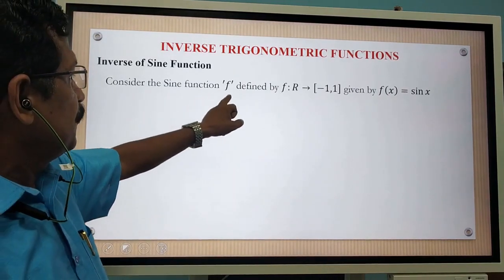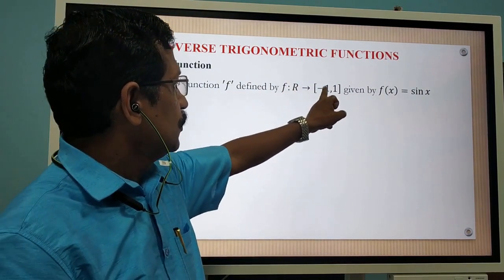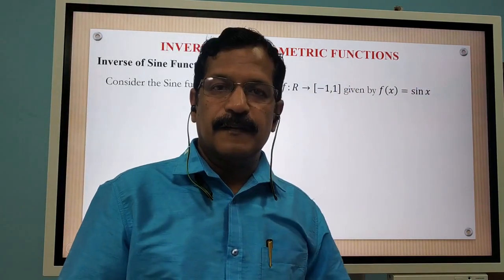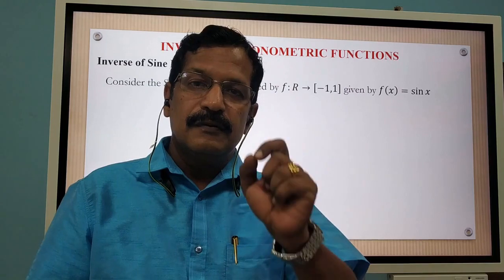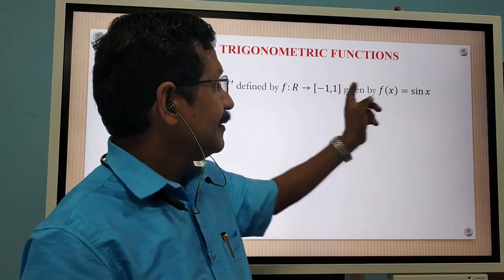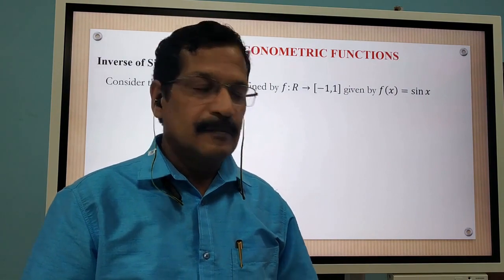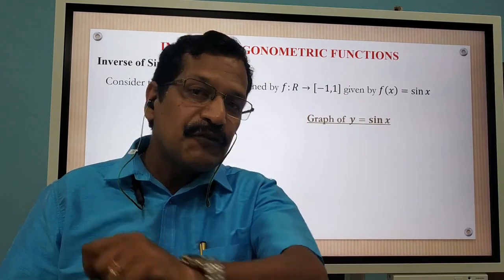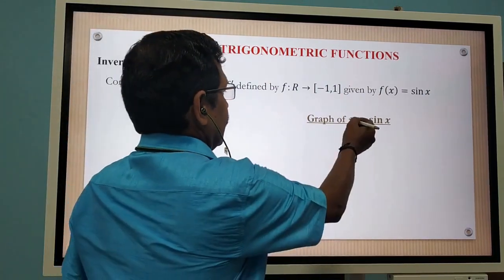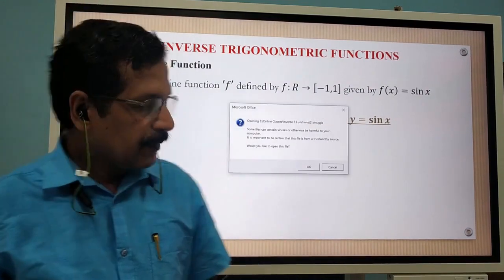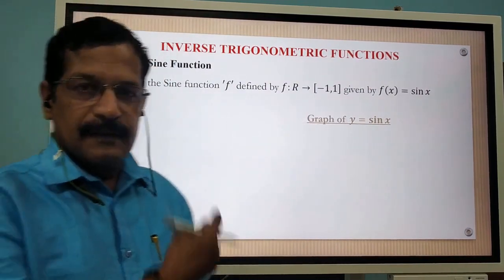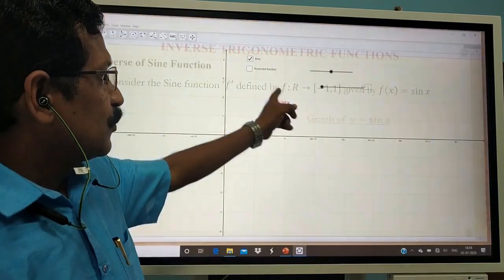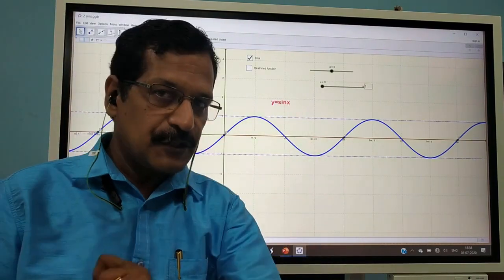Consider the sine function f defined from R to the closed interval [-1, 1] given by f of x equal to sine x. We have to find the inverse of this f of x equal to sine x. Let us take the graph of sine x. My question is whether the sine function is a bijection.